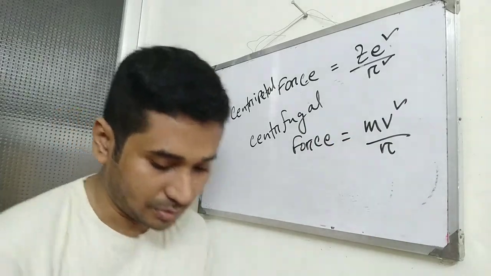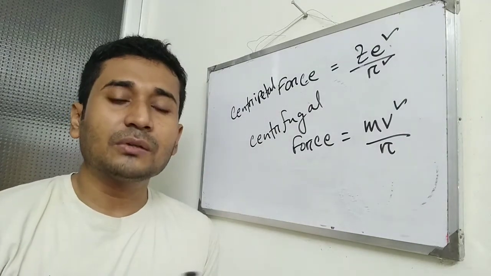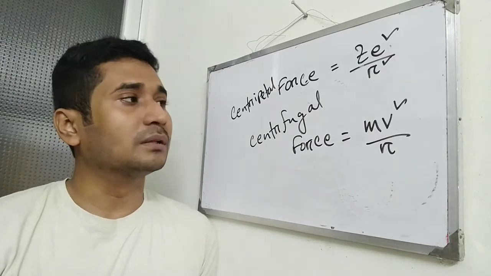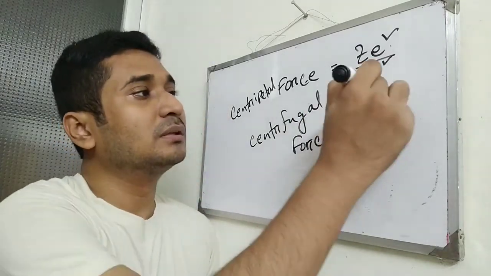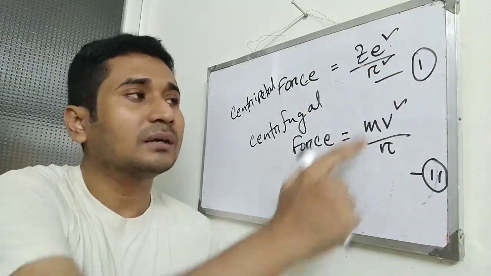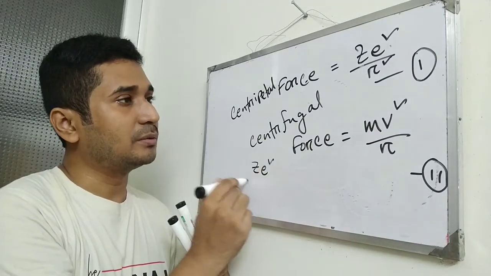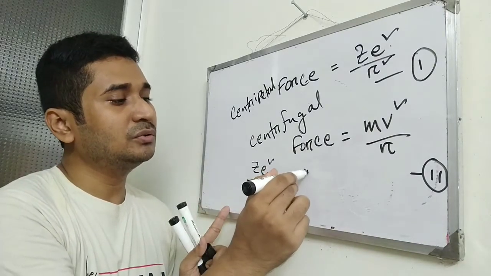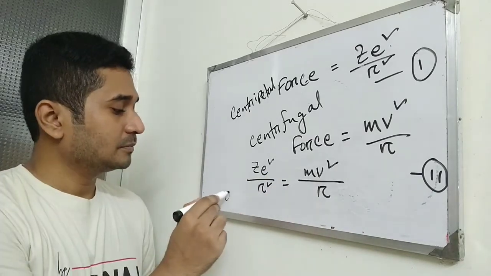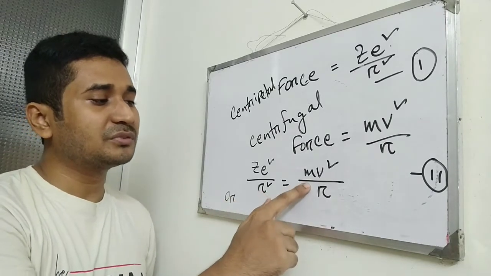Centripetal force and centrifugal force are opposite. That's why they will be equal. So if they are equal, then we can compare equation 1 and equation 2 like this. Ze square by r square is equal to mv square by r.